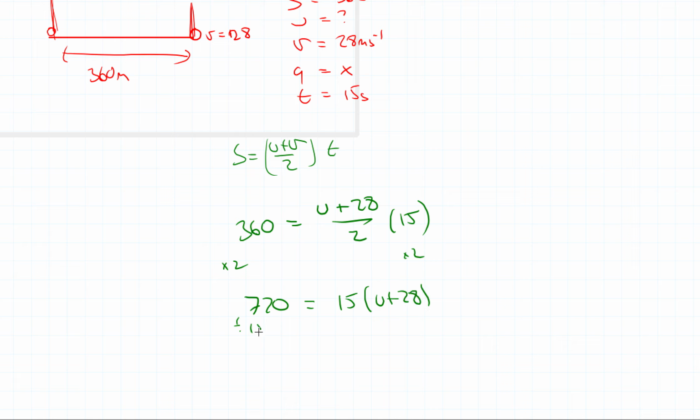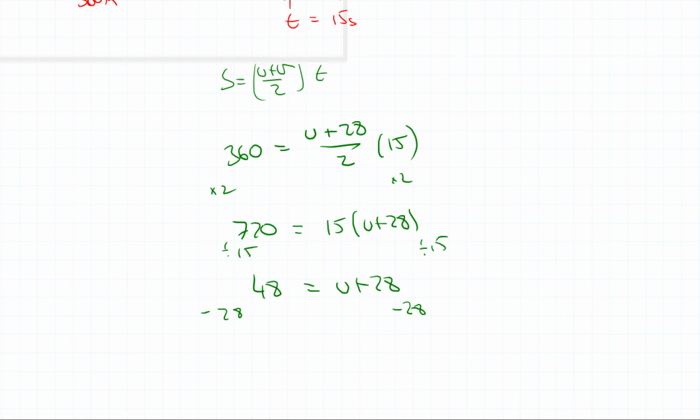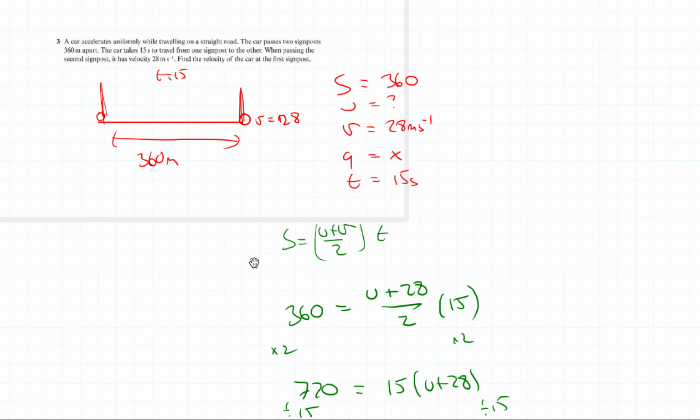So therefore we're then going to divide by 15 on both sides. So 720 divided by 15 is 48. So 48 equals u plus 28. Then we minus 28 on both sides. So therefore 20 is equal to u. So the initial speed at the first signpost was 20 meters per second. And that is your answer for question 3.